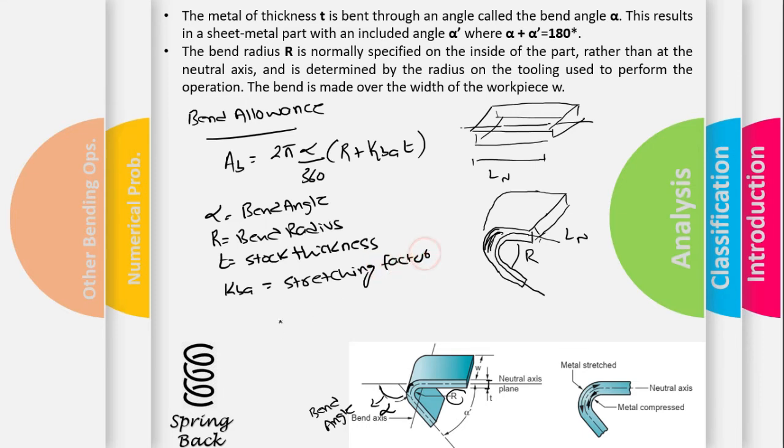If R is less than twice the stock thickness, that is, if you're bending the sheet such that the radius of the bend is less than twice the stock thickness, then the value of kBA will equal 0.33, and if R is greater than twice the stock thickness, then the value of kBA would equal 0.5.